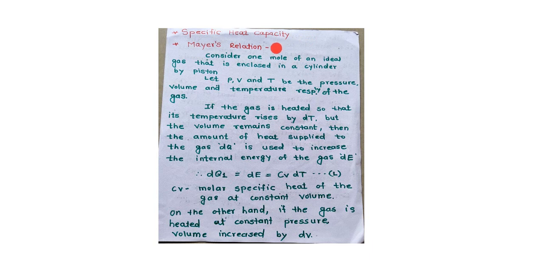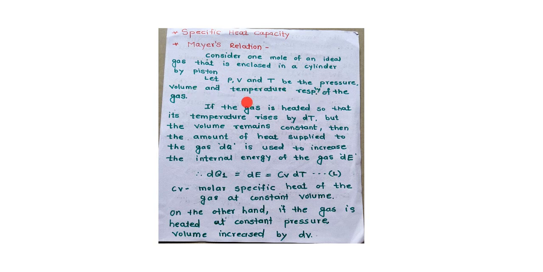So for this we have considered 1 mole of an ideal gas that is enclosed in a cylinder by a piston. Now what is a piston? A disc or short cylinder fitting closely within a tube, in which it moves up and down against a liquid or gas, and which is used in an internal combustion engine to derive motion, is called the piston. Let P, V and T be the pressure, volume and temperature respectively of the gas.